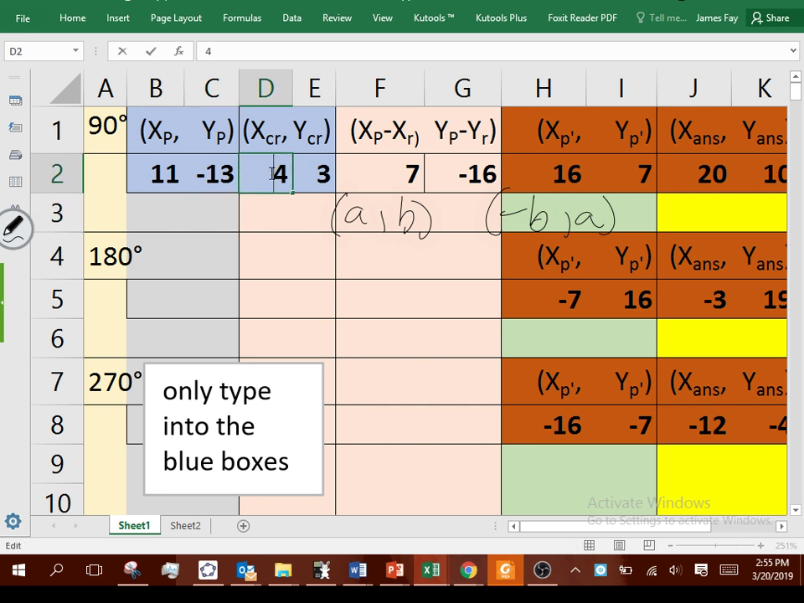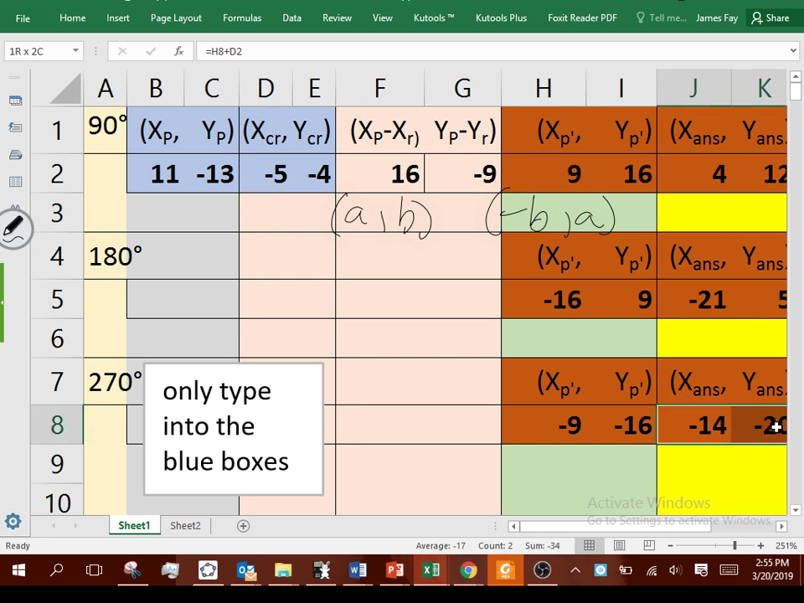I want to rotate around negative 5, negative 4. And it says I want to rotate 90 degrees clockwise. If I want to go 90 degrees clockwise, that's the same thing as what counterclockwise? 270. Did you guys get negative 14, negative 20 for the fourth one?